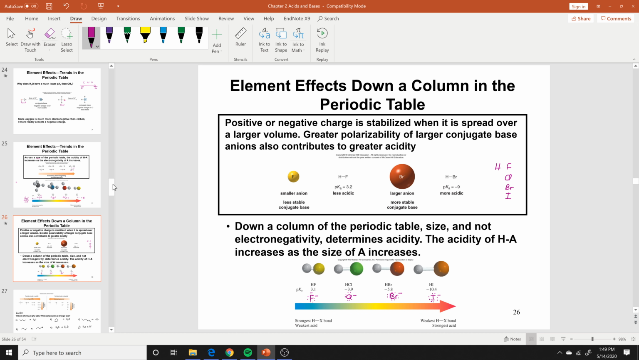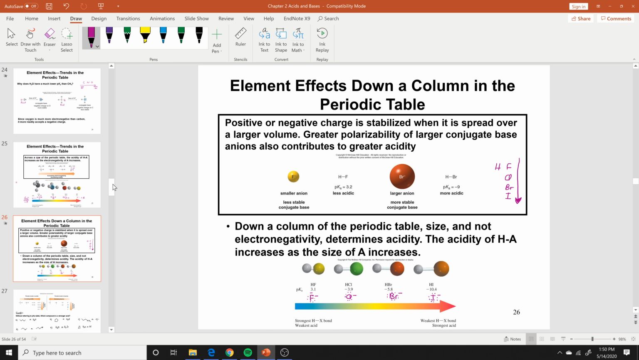From Chem 115, the atomic size increases as you go down the column. So as you go down the column, the atomic size increases. So iodine has a bigger size than bromine, than chlorine, than fluorine. Fluorine is a smaller anion, so its conjugate base is a smaller anion. Iodine is a bigger anion. Its conjugate base is very big.